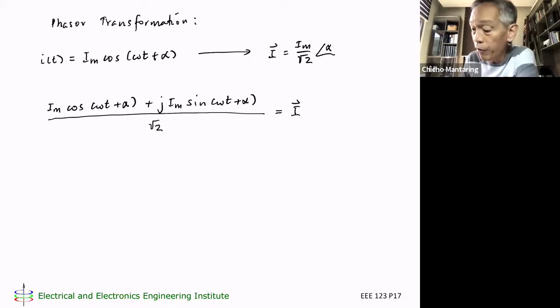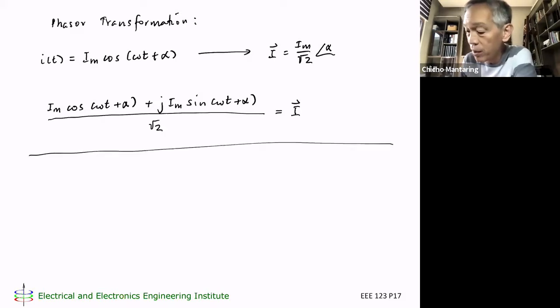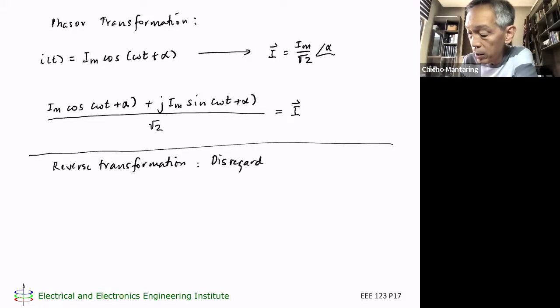Now what we do in the reverse transformation, you disregard the imaginary component.